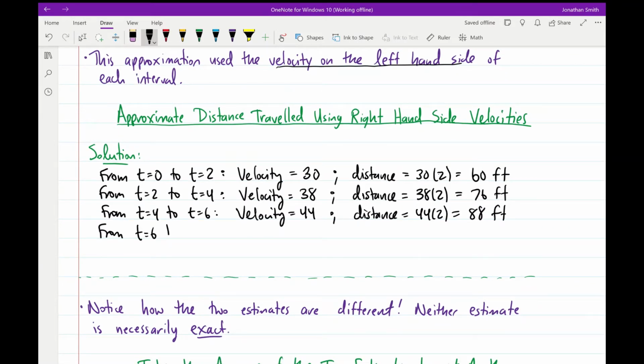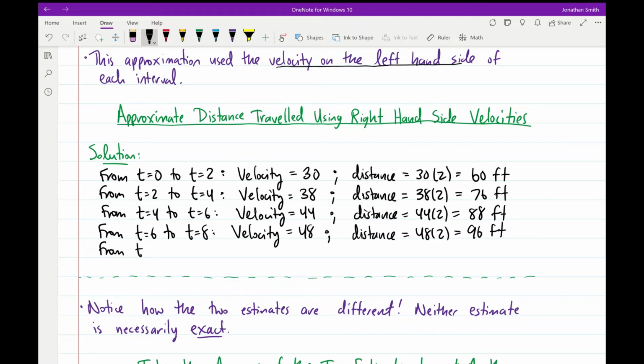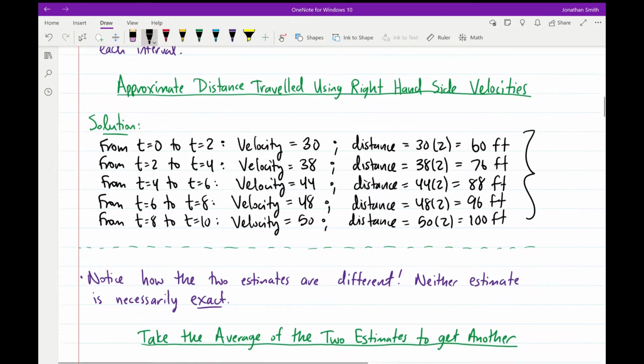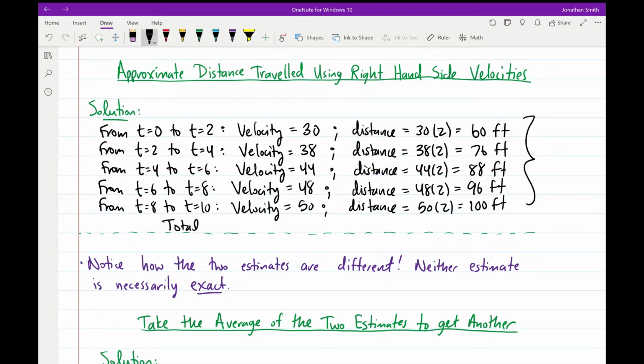Okay, from t equals 6 to t equals 8, the velocity is equal to 48. And so the distance is 48 times 2, which is 96 feet. And finally, from t equals 8 to t equals 10, the velocity is equal to 50. And so the distance is equal to 50 times 2, which is 100 feet. So this is the distance traveled over each of these small intervals, and to get the total distance traveled, we're going to add them all together.